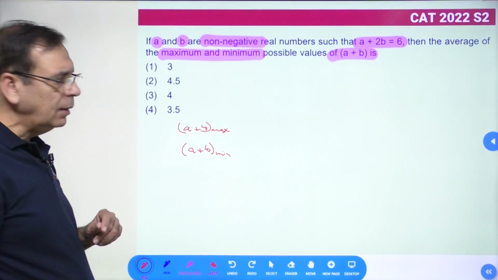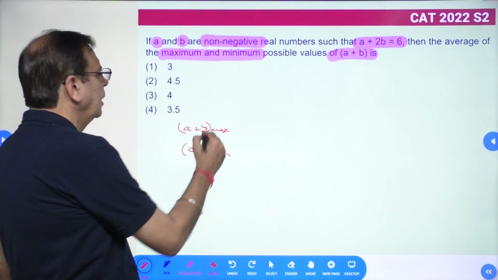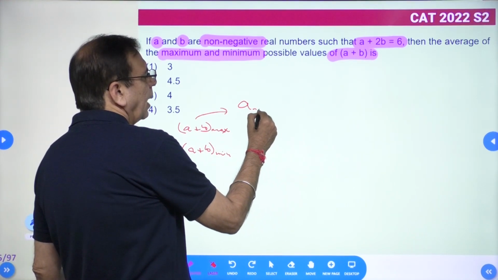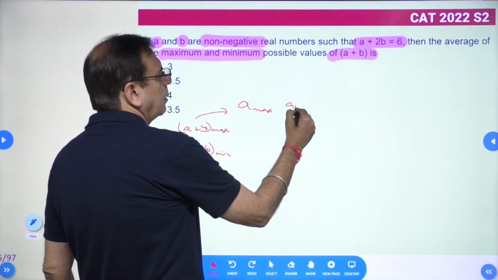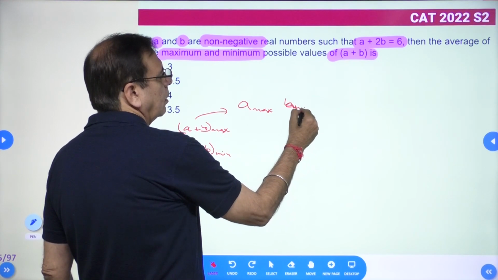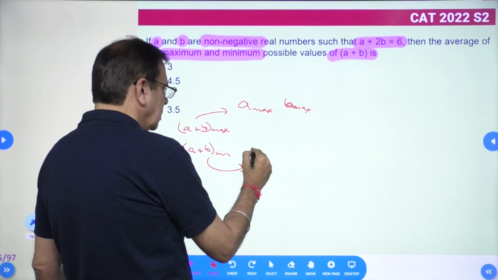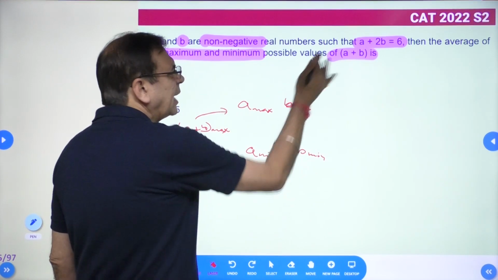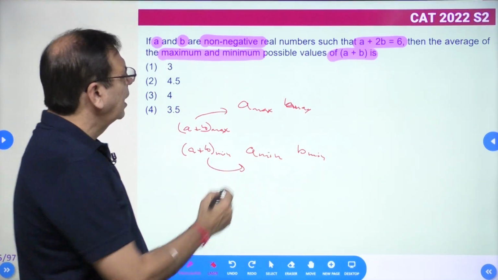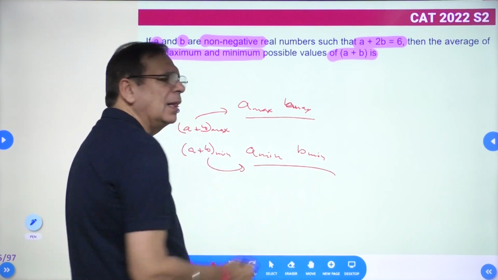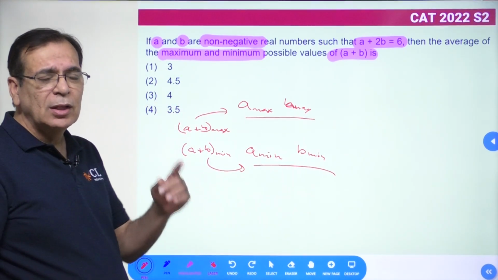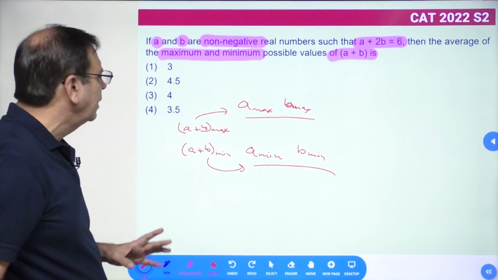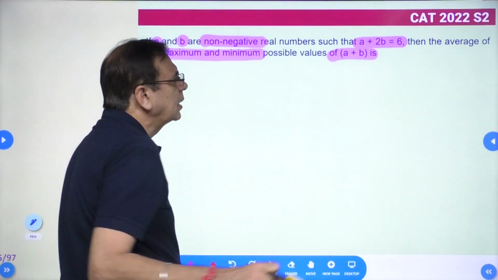Okay. Now when will I get the maximum value of A plus B? When I get the maximum value of A and maximum value of B. And when will the minimum come? When I get the minimum value of A and the minimum value of B. So what do I have to do here? Nothing. I just need to find the maximum and the minimum values of A and B. Okay, let's come to the question.